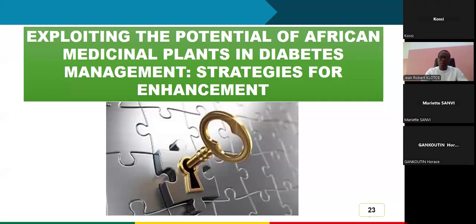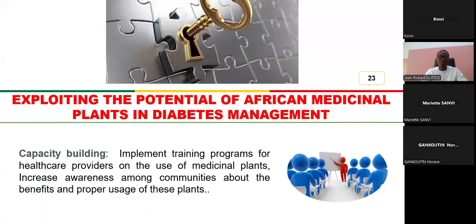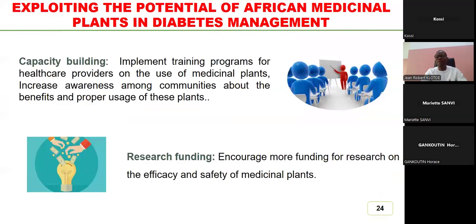So African plants have a lot of potential, and the question now is, what strategy needs to be used to enhance this potential? First, we need to improve the capacity of all the actors involved in the management of diabetes.